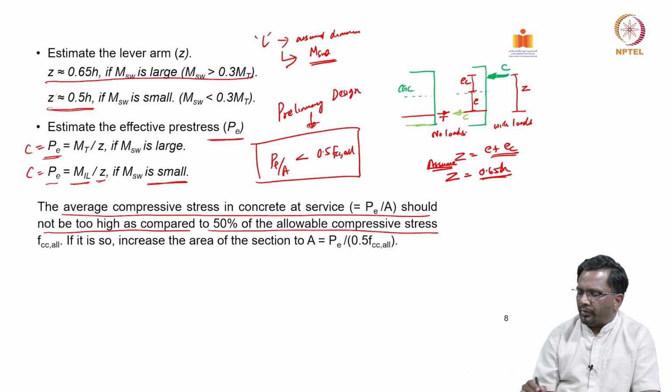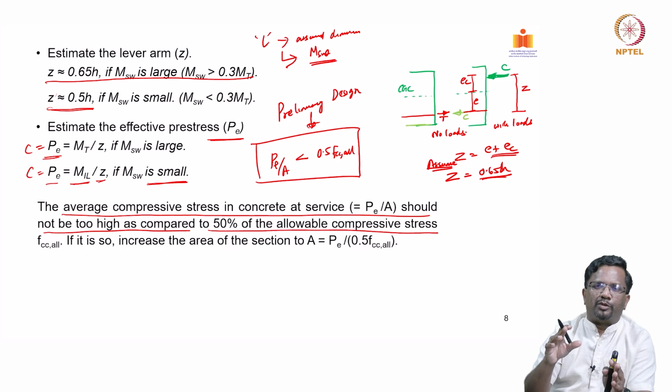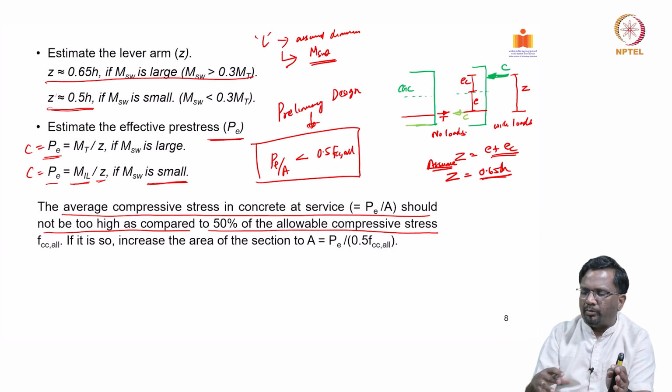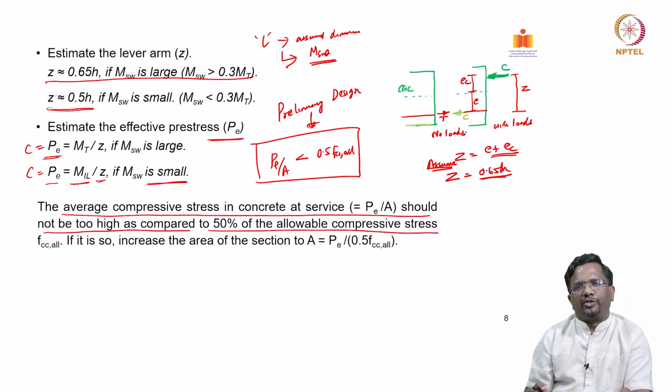And if it is not satisfying, because at this stage we don't know the eccentricity, there will be a pre-stressing moment and load component also will come. So from preliminary design, you choose area in such a way that PE by A should be less than 50% of your allowable stress in compression.